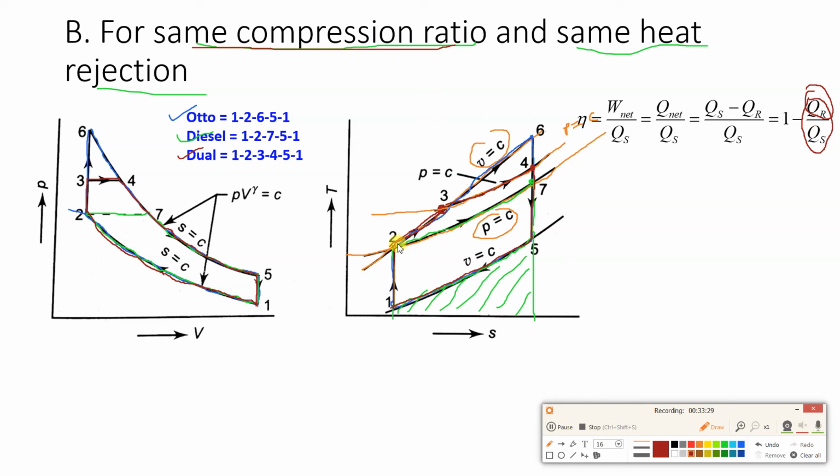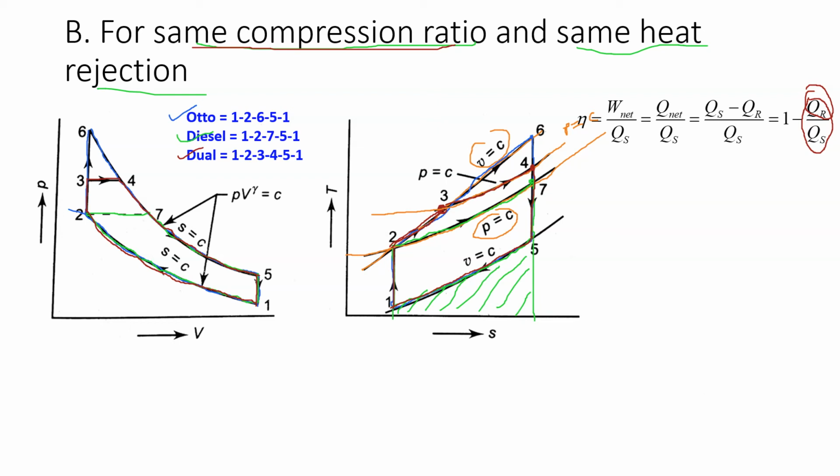So if you consider the area under curve 2 to 6, it will be largest. Okay, so heat supplied is largest in case of Otto cycle. Then in between, if you see this curve 2 to 3, 3 to 4, this area will be in between, which is dual cycle. And if you consider curve 2 to 7, constant pressure heat addition in case of diesel cycle, the area under 2 to 7 is the least one.